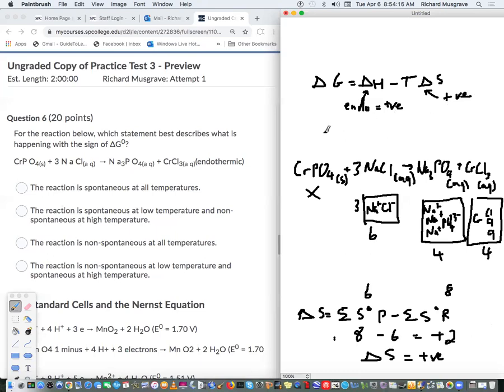So after that, we can go ahead and do a little math here. We can say, well, it's going to be positive. So delta G equals positive minus T times positive. Now what we can see there is there's going to be some variation with temperature. If T is low, then delta G will be positive and the reaction will be non-spontaneous.